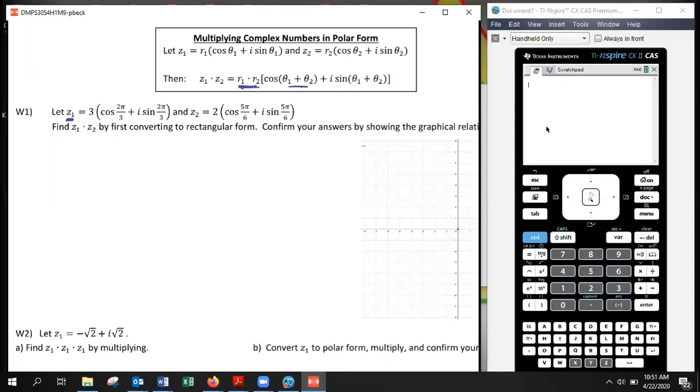Now, turning it into rectangular form is actually the easier approach, because what we know is this cosine of 2 pi over 3 is in quadrant 2, and the cosine of pi over 3 is a half. So z1 ends up being 3 times negative a half. And then, again, quadrant 2, sine is positive, so plus i, and sine is square root of 3 over 2. And then let's go ahead and distribute. That is negative 3 halves plus 3i square root of 3 all over 2.